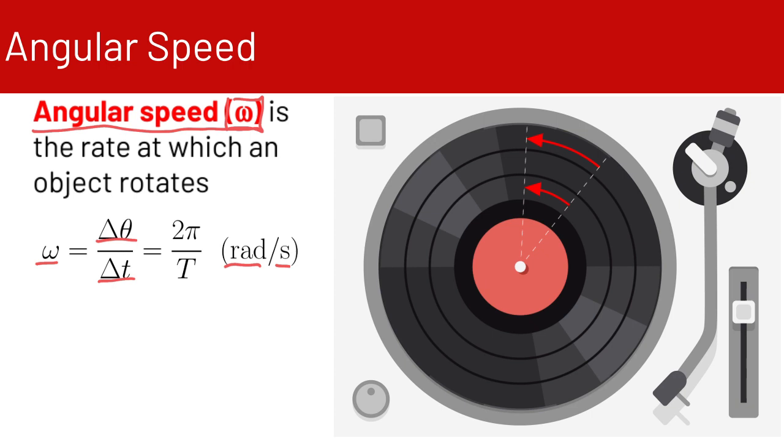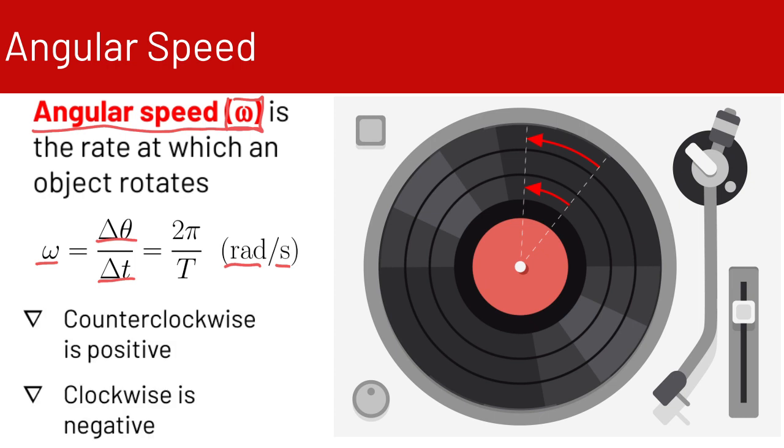So one full rotation is 2 pi over the period T. So that is the angular speed, the speed at which the record is rotating for one rotation. So 2 pi radians over the time period, or the period in which it rotates, T.